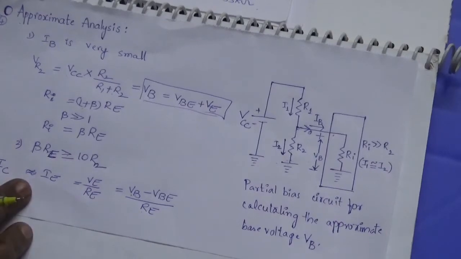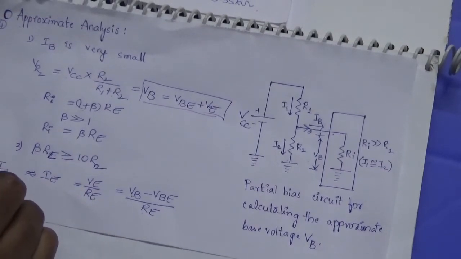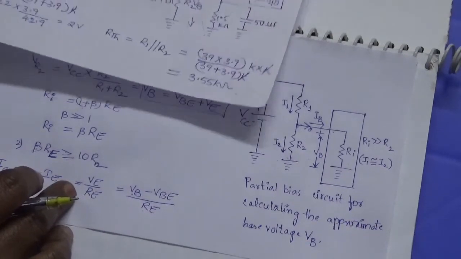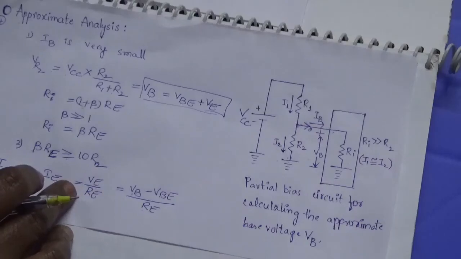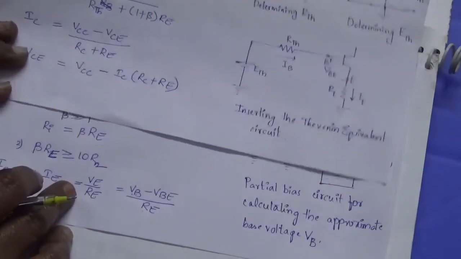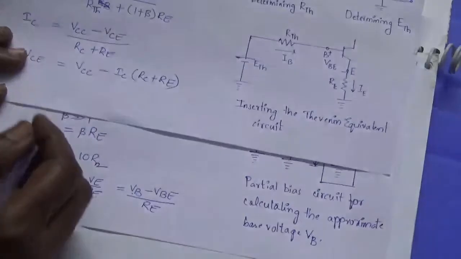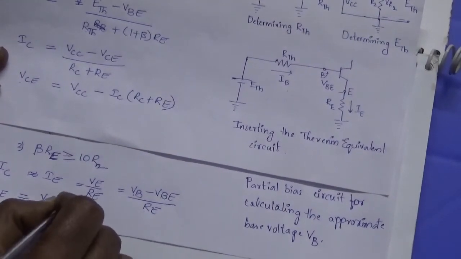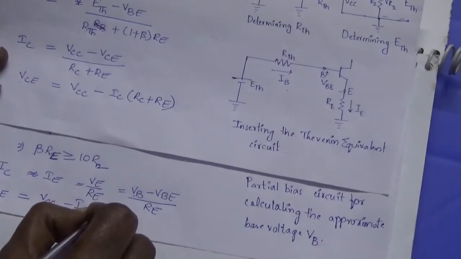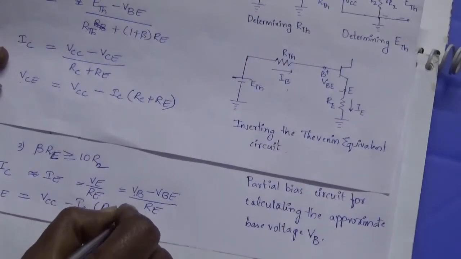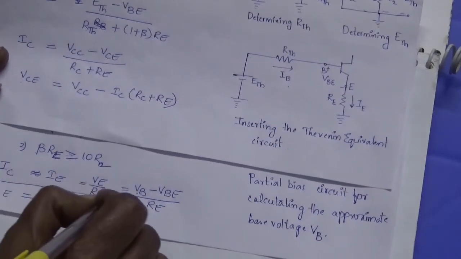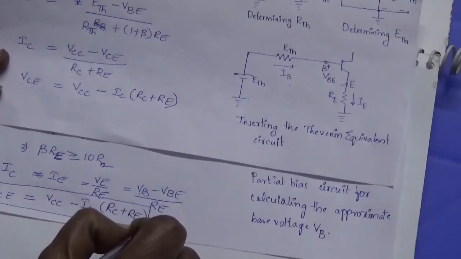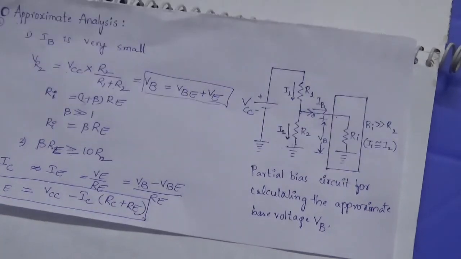And if you want to find VCE, how can you find it? To find VCE, we have already seen the output equation. The output circuit is not changed, it is not affected. So what is VCE? VCE is VCC minus IC into (RC plus RE), the same value. So this is the process of approximate analysis in the voltage divider biasing circuit.